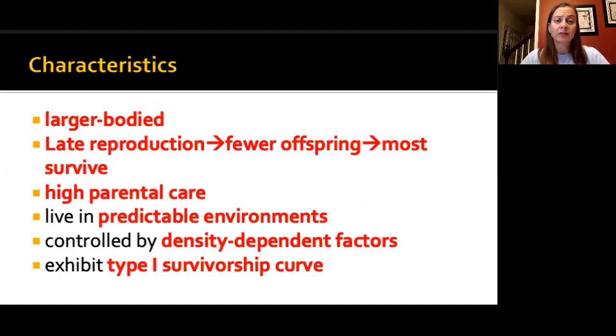So what are some of the characteristics of K-selected species? These tend to be larger bodied animals. They reproduce late in life. They don't have a lot of offspring, and they provide high levels of parental care. Most of their offspring survive because of those high levels of parental care. They tend to live in predictable environments. They are controlled by density dependent factors. So this means that the larger that their population gets, the more limiting factors there are going to be. And again, we haven't talked yet about survivorship curves, but when we get to those, most K-selected species are on the type 1 survivorship curve.